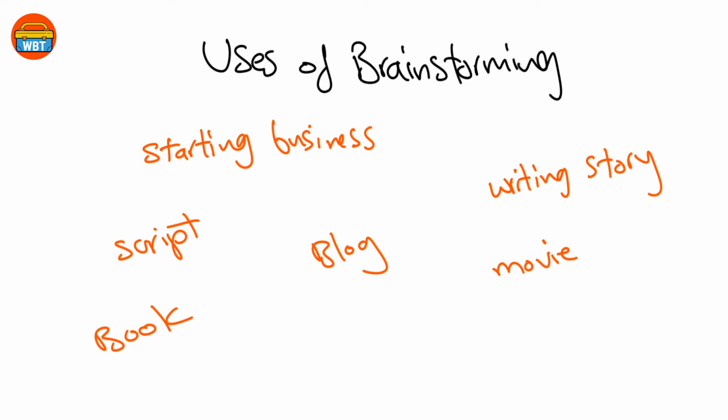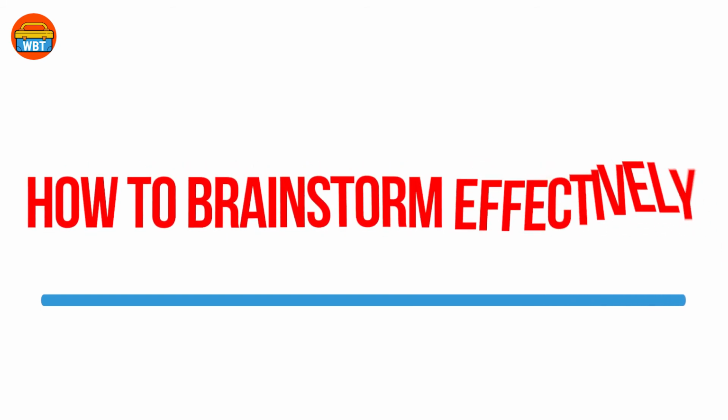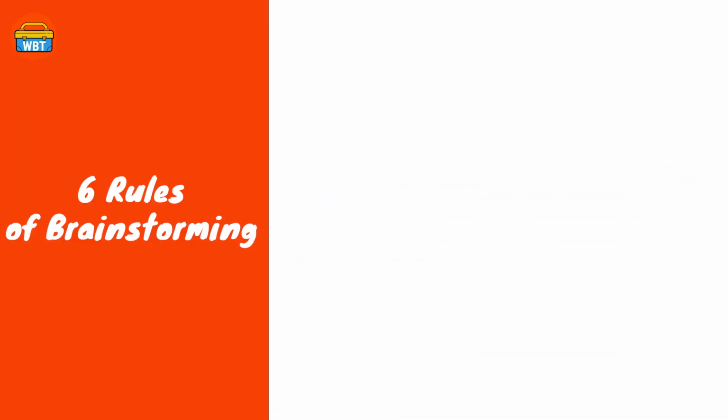You can brainstorm ideas on how to upgrade your life, how to be better in public speaking, how to be healthier, etc. Simply put, brainstorming works with anything you want. Just do it. Now, how to brainstorm effectively? There are 6 rules of brainstorming to follow.